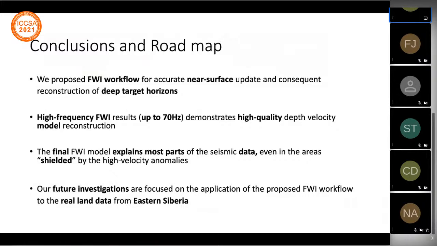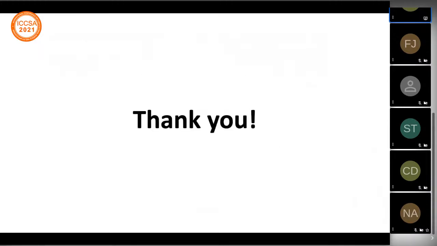So let me conclude. We propose the FWA workflow for accurate near surface update and consequent reconstruction of deep horizons. The high frequency FWA results up to 70 Hz demonstrate high quality depth velocity model reconstruction. The final FWA model explained most part of the seismic data, even in the areas shielded by the high velocity anomalies. Our future investigations are focusing on the application of the proposed FWA workflow to the real land data from Eastern Siberia. Thank you for your attention.